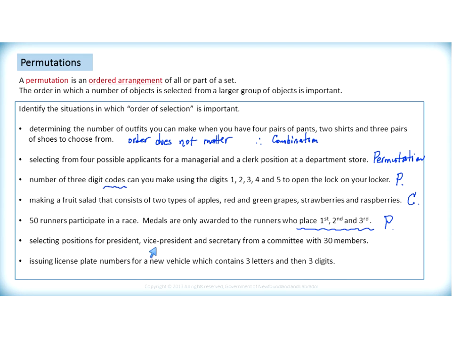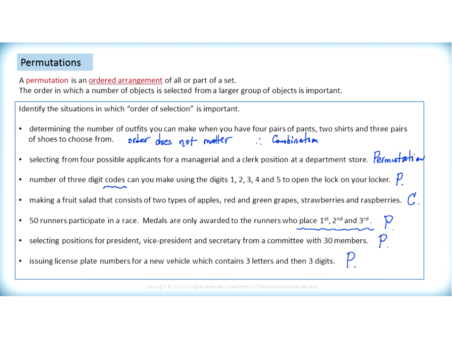Selecting positions for president, vice president, and secretary from a committee with 30 members. Again, order is important because out of the 30 members, 1 member cannot represent 2 or more positions. So in this case, we will select the president first, then the vice president, and then the secretary. So order does matter, and this would represent a permutation. Issuing a license plate number for a new vehicle that contains 3 letters and then 3 digits. So order does matter, and this too would represent a permutation.